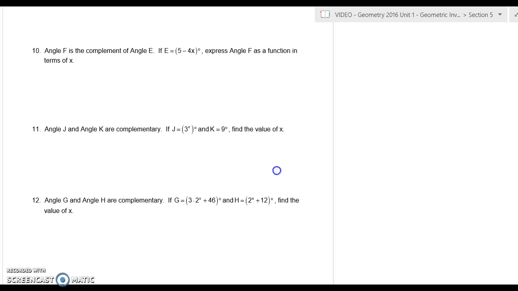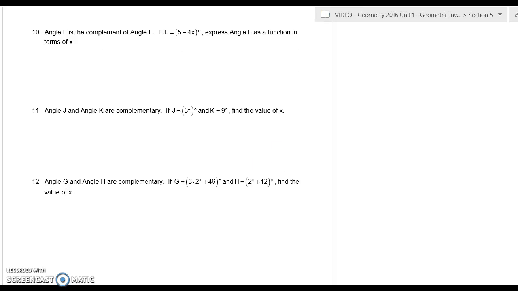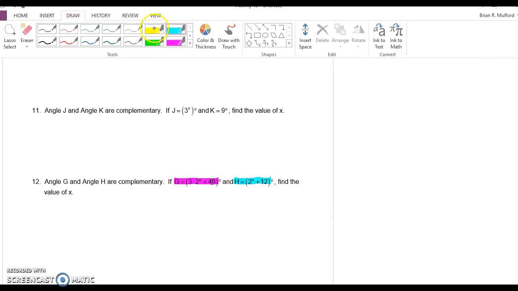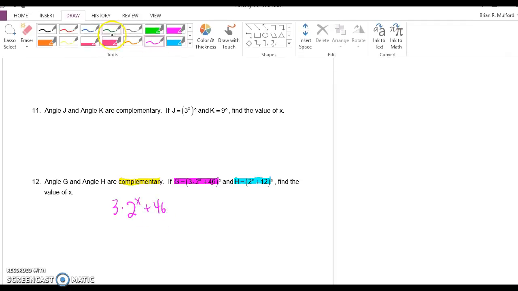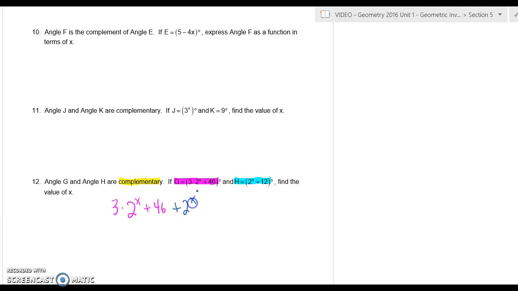And then let's try number 12. This one looks like a little bit of a doozy here. So we have the same idea that the two angles are complementary. So I'm going to take angle G, and I'm going to take angle H. And because they're complementary, I know that they're going to add up to 90 degrees. So I'm going to grab angle G, which we said was 3 times 2 to the x plus 46. And angle H was 2 to the x plus 12. And all this together has to equal 90 degrees.